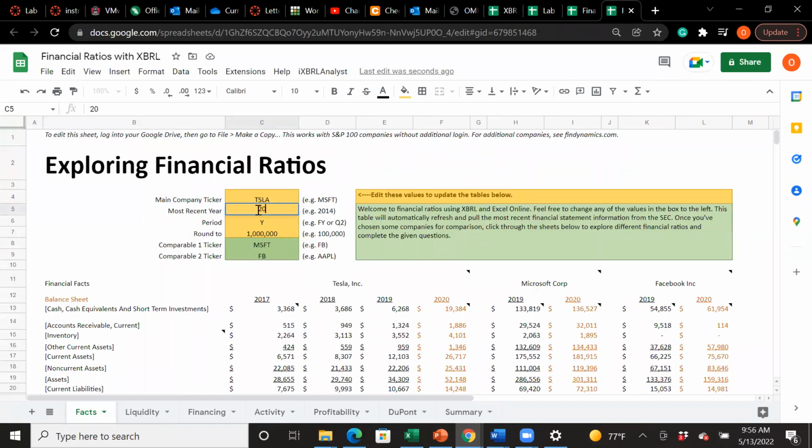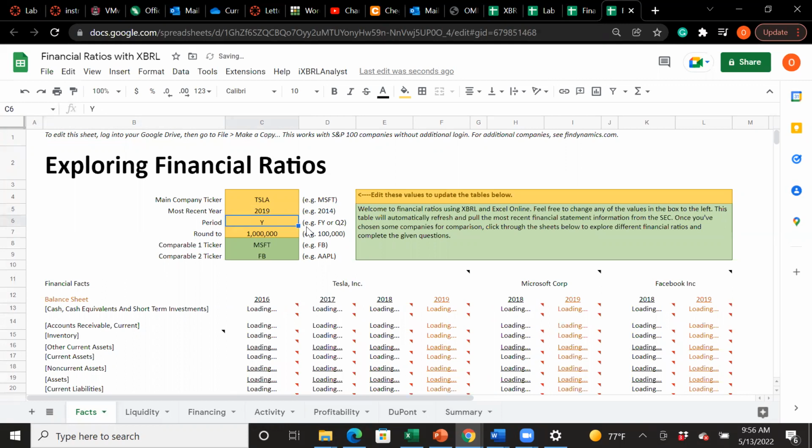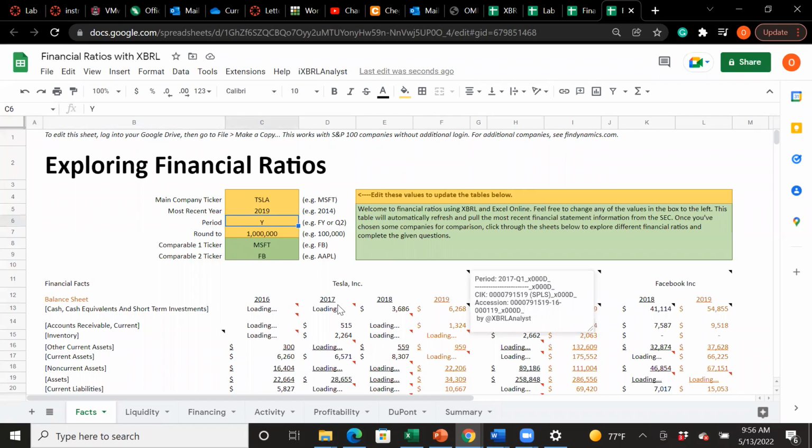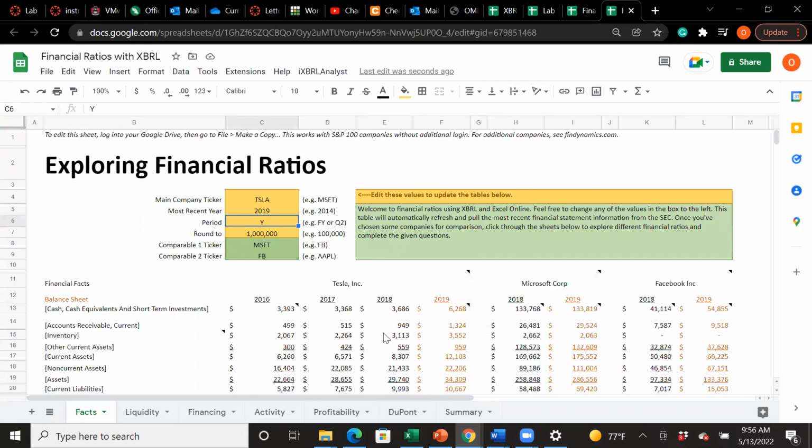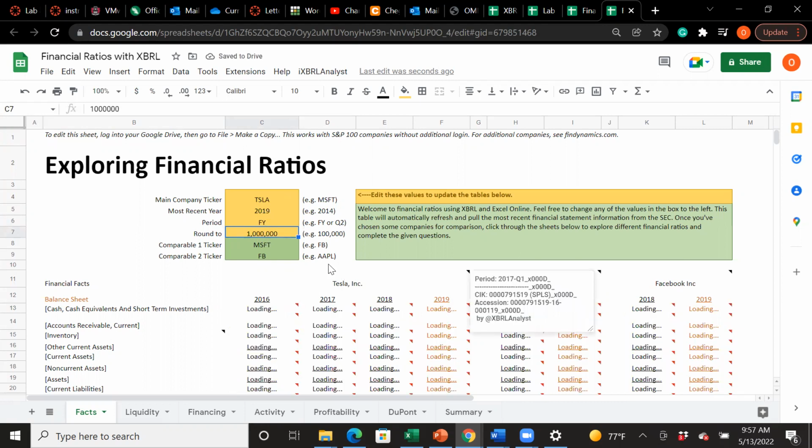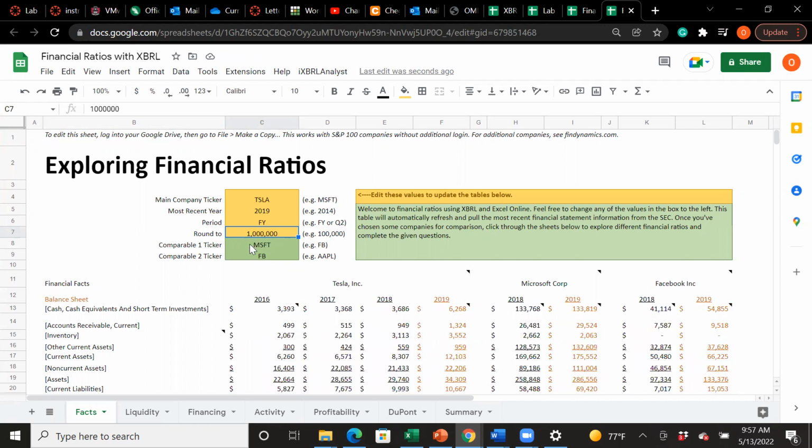So that is working. We want to put 2019 in here. It's loading, and records are being updated. I have year, but we want fiscal year. So for fiscal year, let it all load again. And these are the companies that are compared to Tesla.